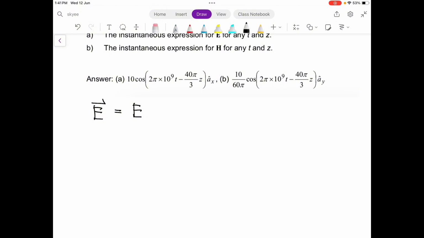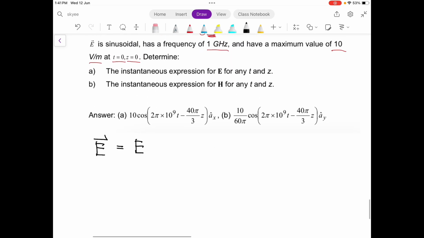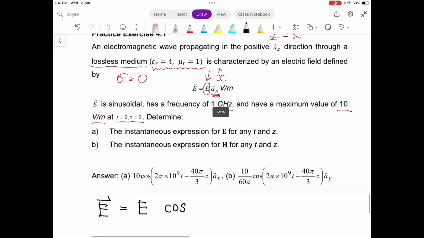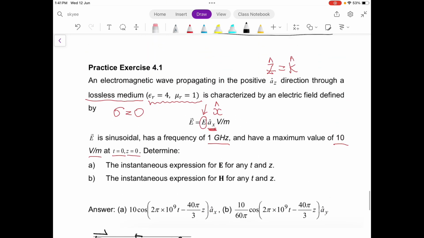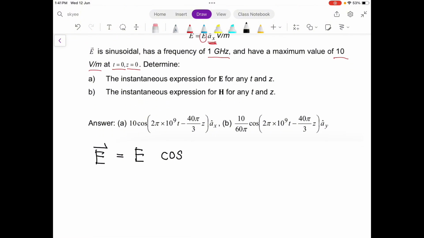Since this one is a lossless medium, we won't have the attenuation constant, the exponent. So it could be a cos signal or a sinusoidal signal. Here I will just use the cos. It can be sine also, nothing is wrong, because we don't have any specific requirement saying whether the signal should be cos or sine. So we will have the omega t.